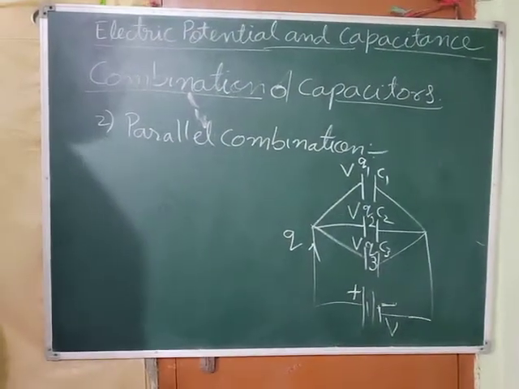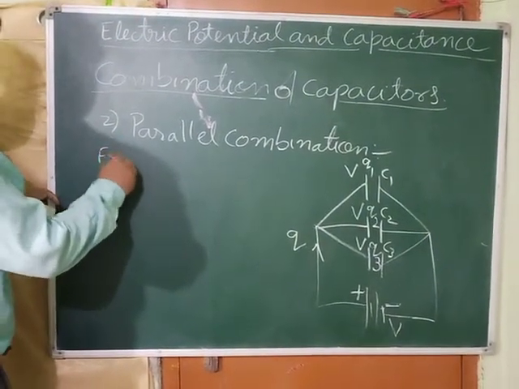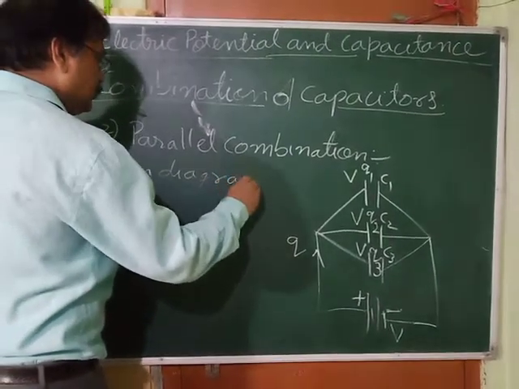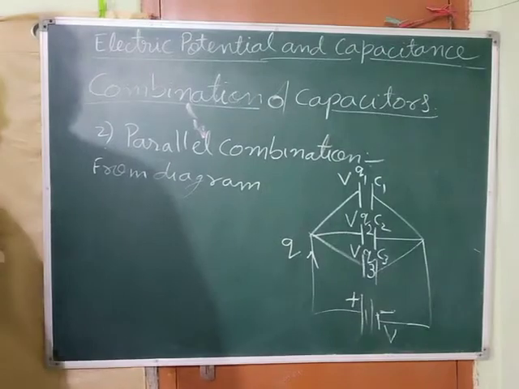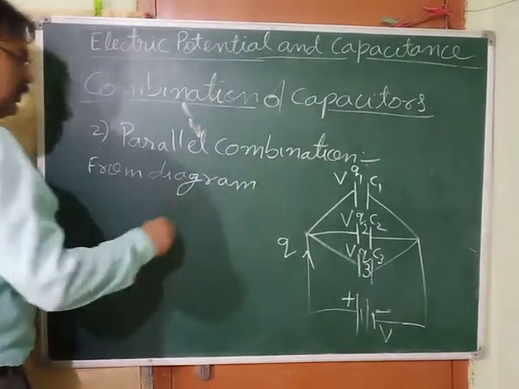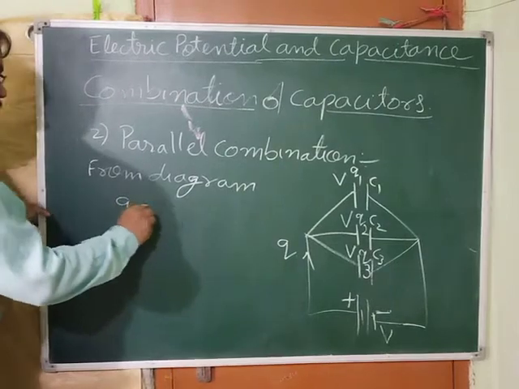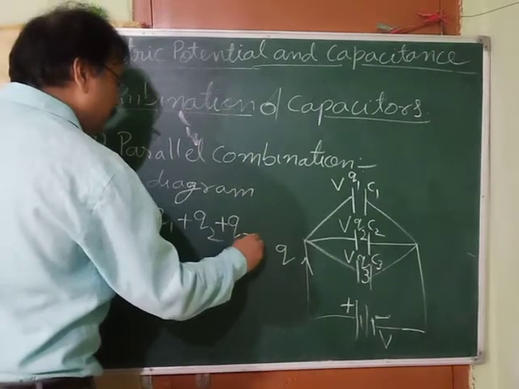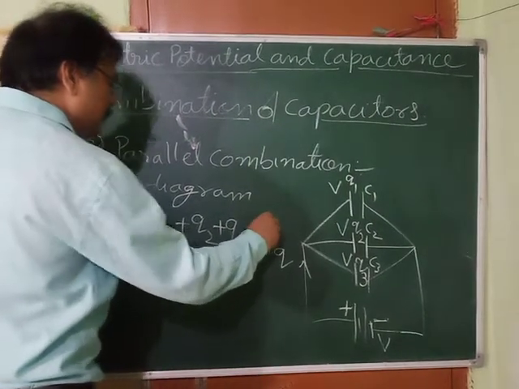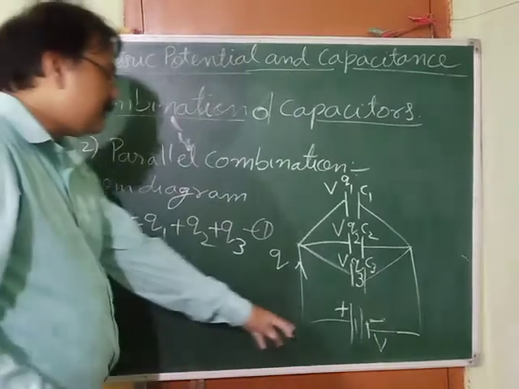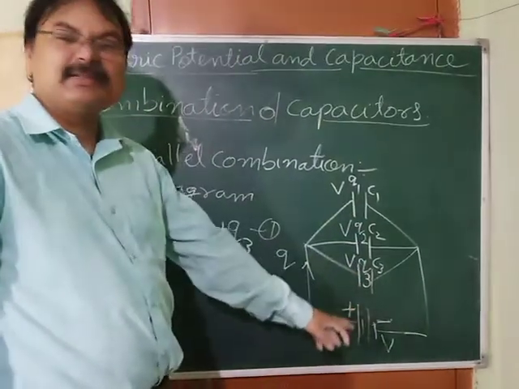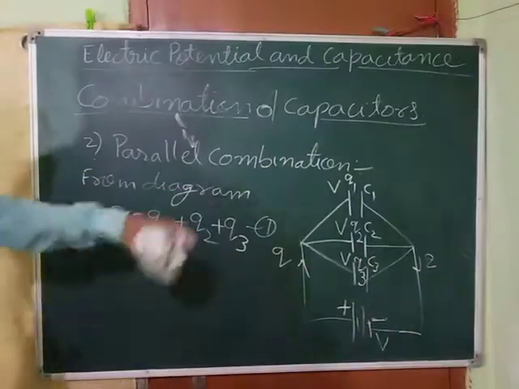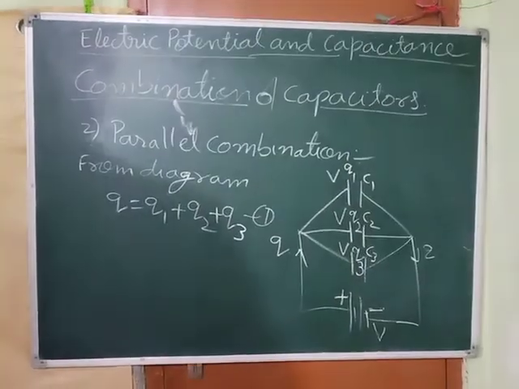Now what you can write from the diagram? From the diagram, the first thing we get is Q equals Q1 plus Q2 plus Q3. That's what we can write first. This is our equation 1. So it is releasing charge Q, so this charge will get distributed. When current is flowing, obviously the charge is flowing.